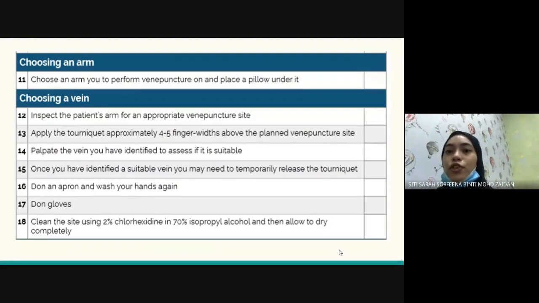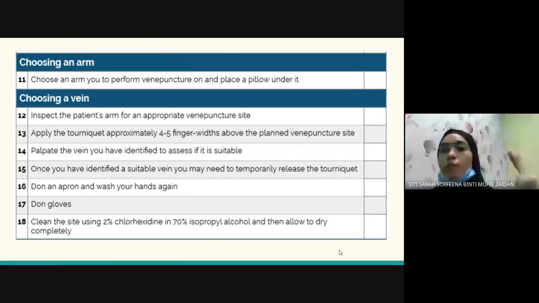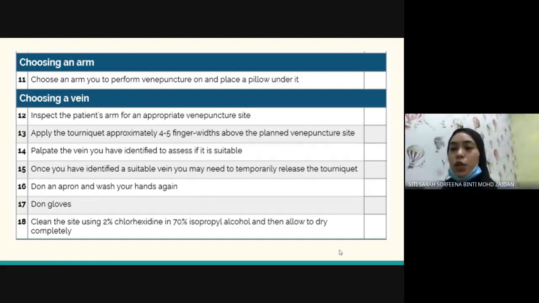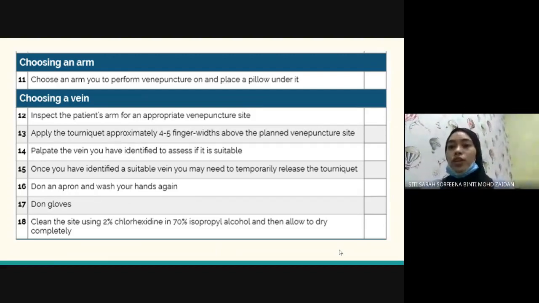Okay, next, after we have gained their consent and gathered all the equipment, we have to choose the arm. And also bear in mind the contraindications that I have listed earlier. And then we can also place a pillow under it so that the patient will be more comfortable. And also we have to choose the vein, inspect the patient's arm to look for an appropriate venipuncture site, to see if the site is not erythematous or bruised. And also apply the tourniquet, if possible, 4 to 5 finger widths above the planned venipuncture site. And like what I've mentioned, usually we will inject at the antecubital fossa.